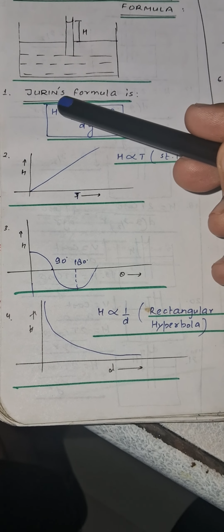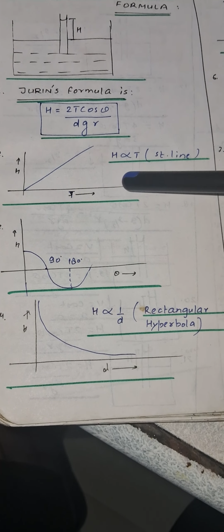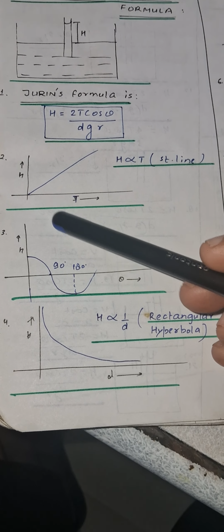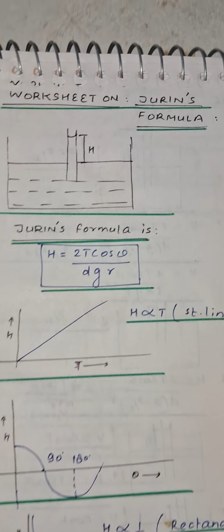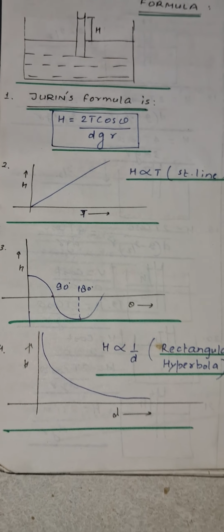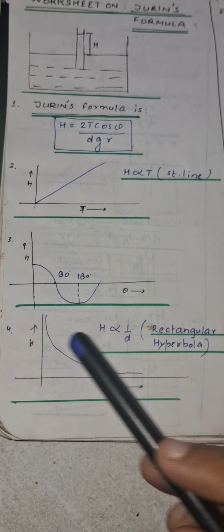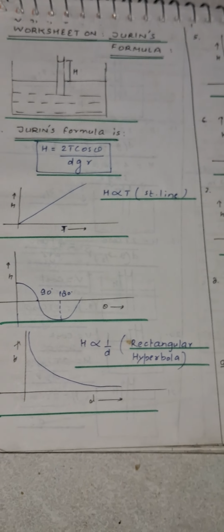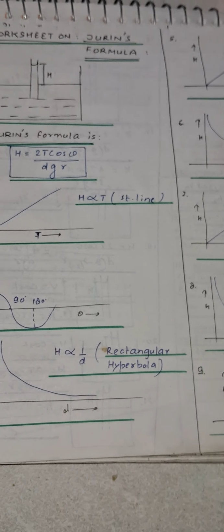Second is variation of height with tension, so that is a straight line as shown over here. Then we have variation of h with theta, so that's a cosine curve, so it will be like this graph. And then we have variation with the density, so that will be a rectangular hyperbola as shown in the graph over here.